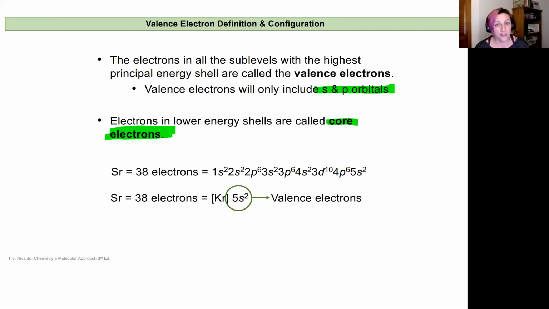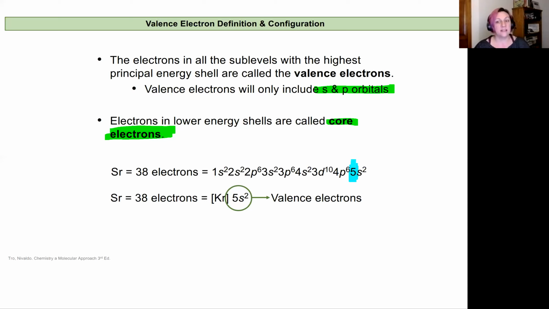So let's look back at strontium, our example we were working with. I have its electron configuration written again here at the bottom. And if I wanted to represent just the valence electrons, it would be the highest n. And so looking at this, the highest n is 5.